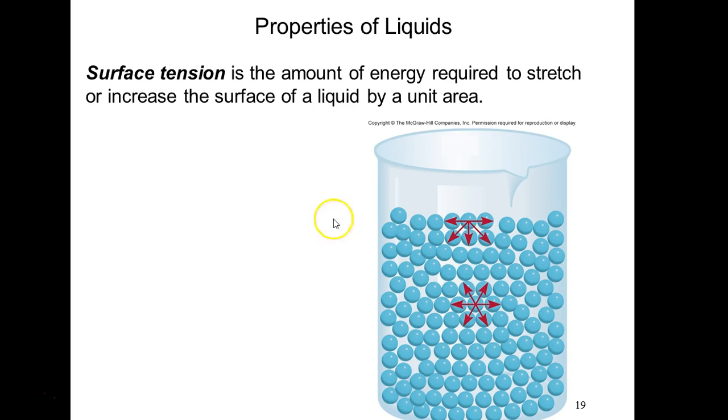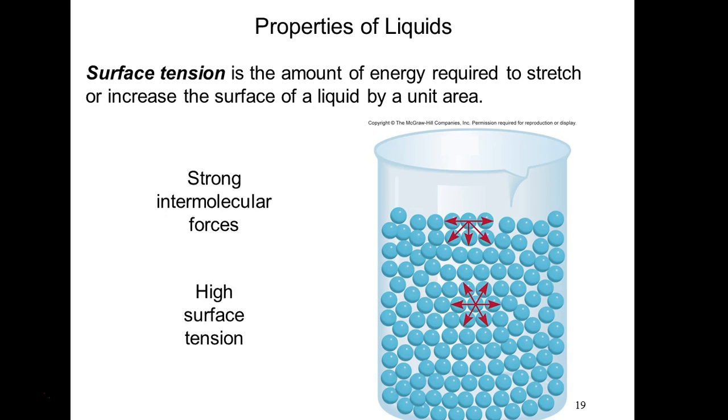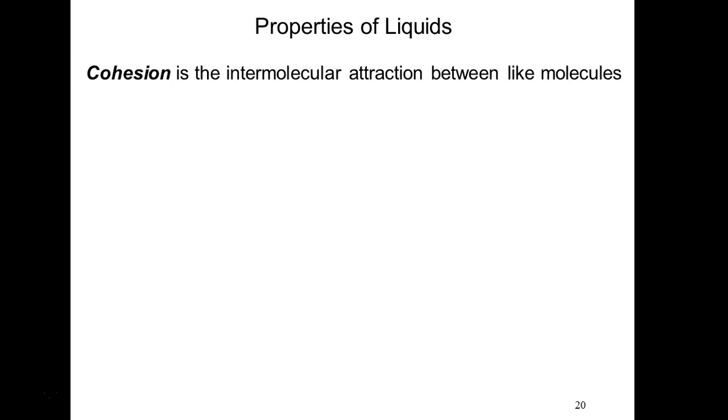The very top layer of water is like an elastic film. The amount of energy required to stretch or increase the surface by a unit area of that elastic film is a measure of how sticky and how much these molecules adhere to each other. It is how bugs are able to walk across surfaces of water. If you have strong intermolecular forces, you're going to have a high surface tension.